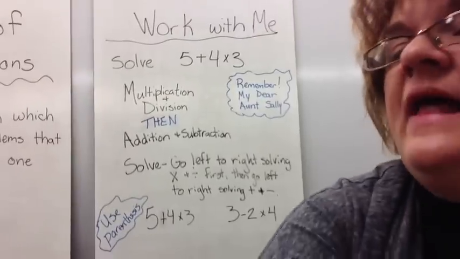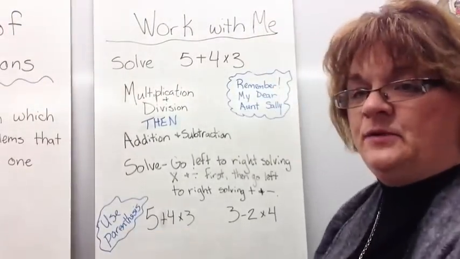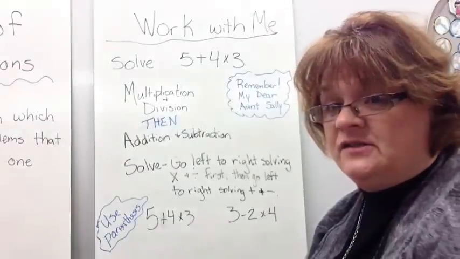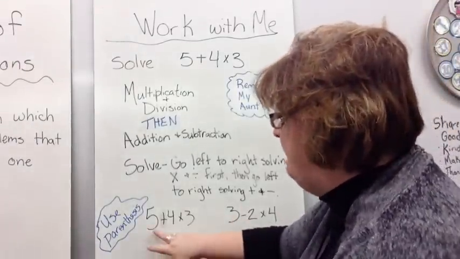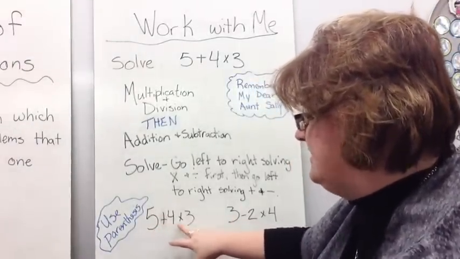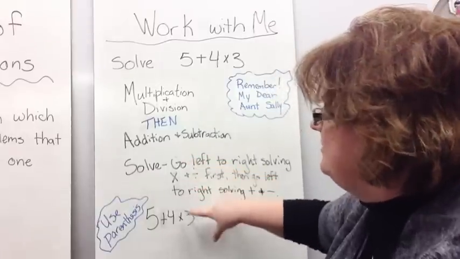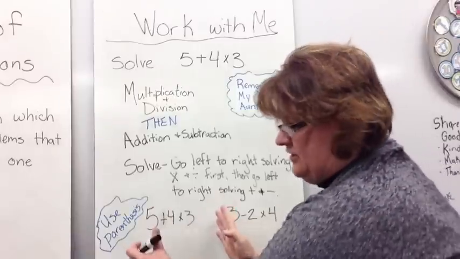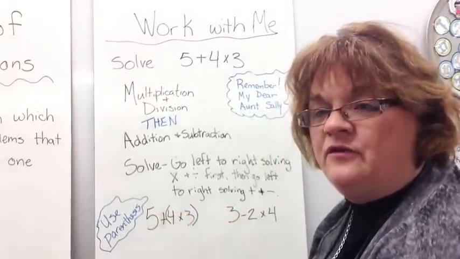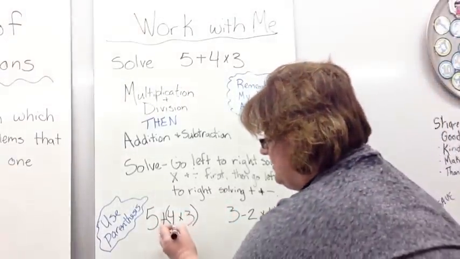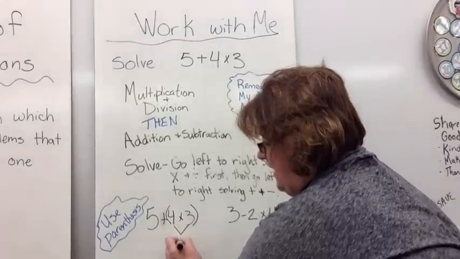Okay. What I like to do is use parentheses. Parentheses tell me what to do first. So when you put parentheses around something, it's a good reminder to you. So if I have to do 5 plus 4 times 3, I have to do multiplication and division first. Well, there's no division, but I can do multiplication first. So I'm going to put parentheses around the 4 times 3. 4 times 3 is equal to 12.